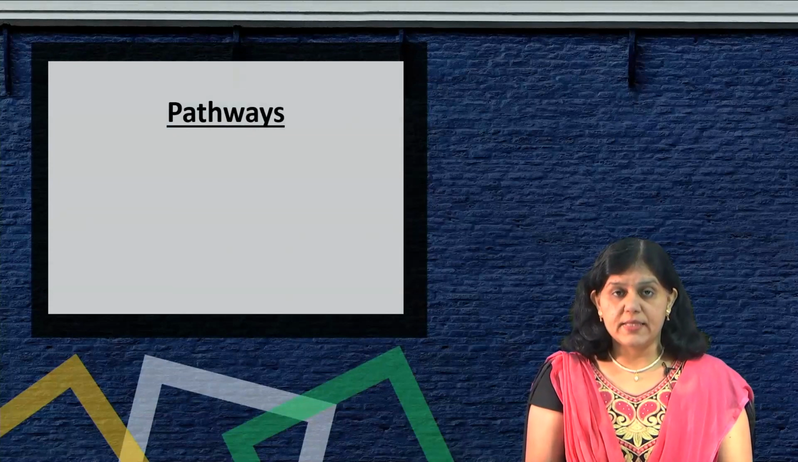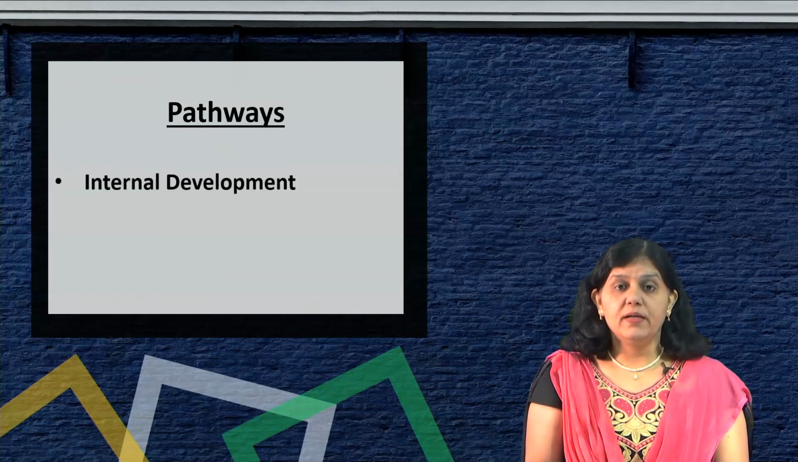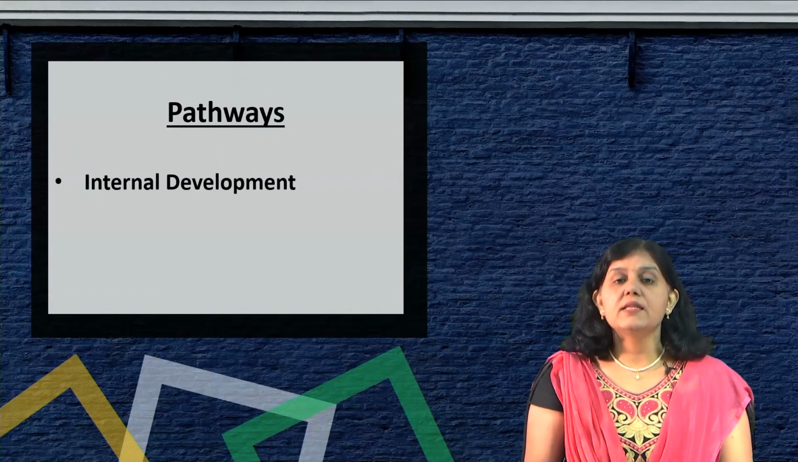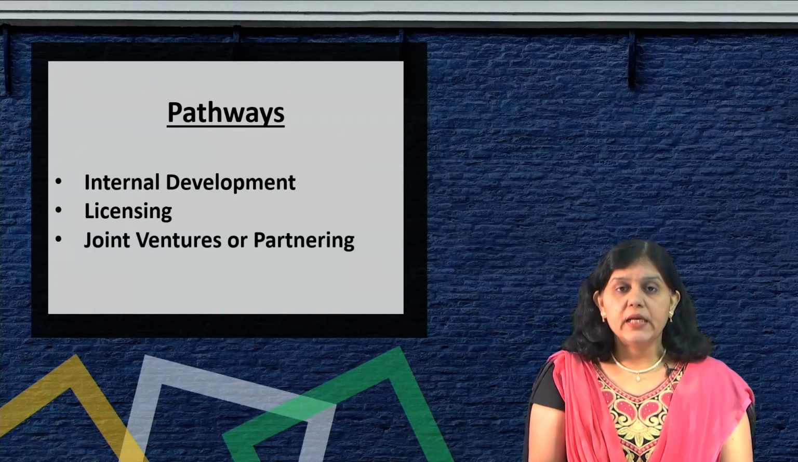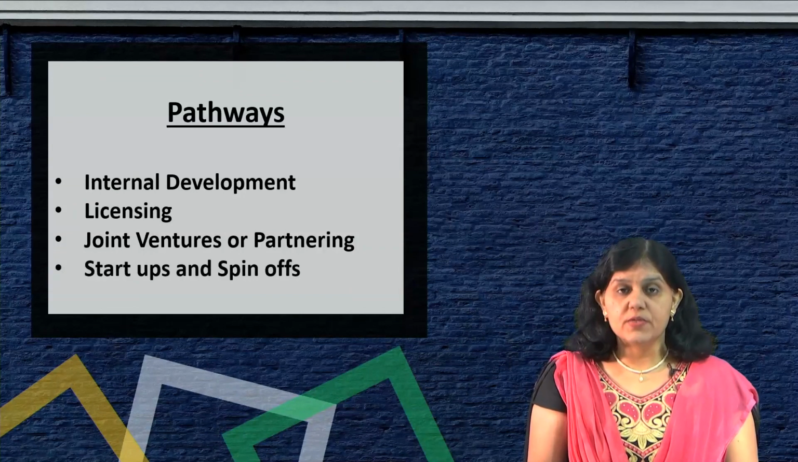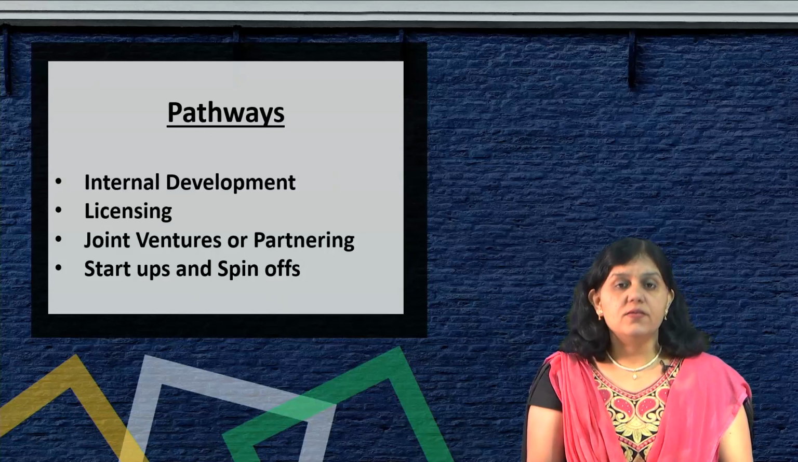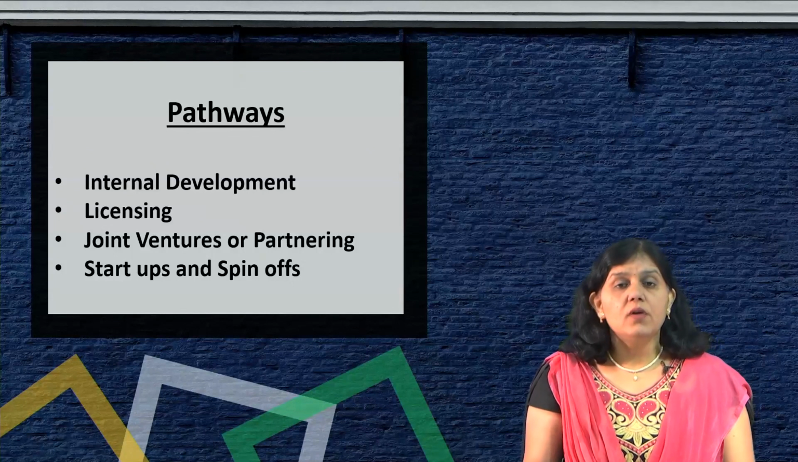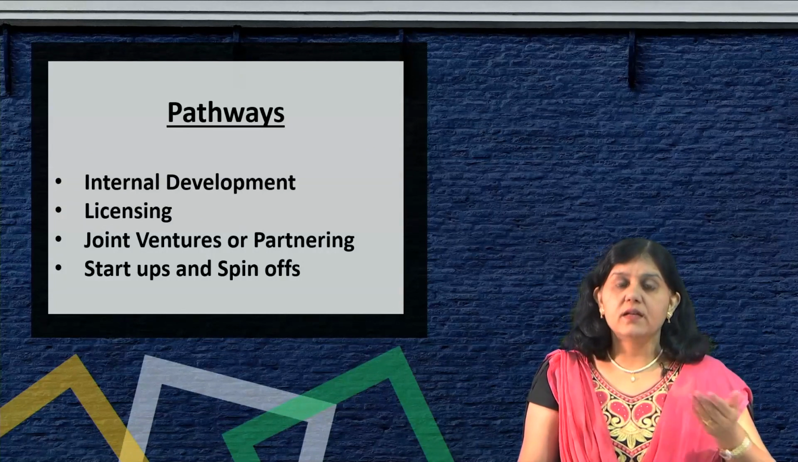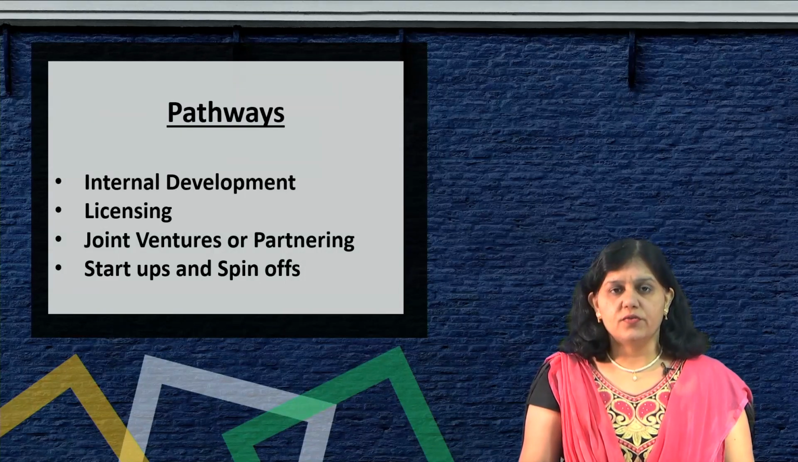Now, what are the different ways by which you can commercialize this patent? Okay. First is internal development, that is in-house development. Second is licensing. Third is joint ventures or partnering, and fourth is startups and spin-offs, right. So, these are the 4 ways by which you can do the commercialization. Okay. Now, we will see one by one what internal development is, what licensing is, and all that. So, let us go into the details.